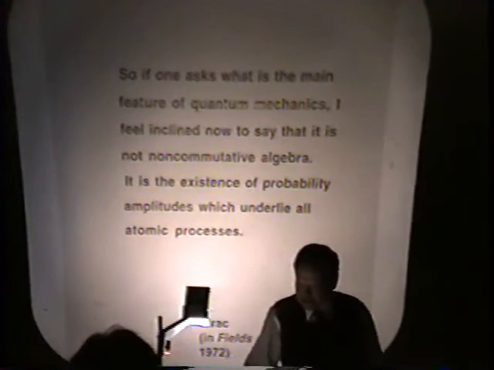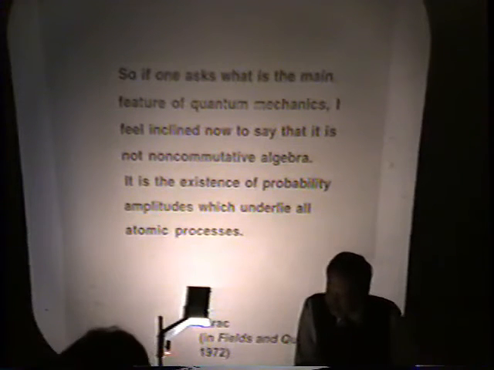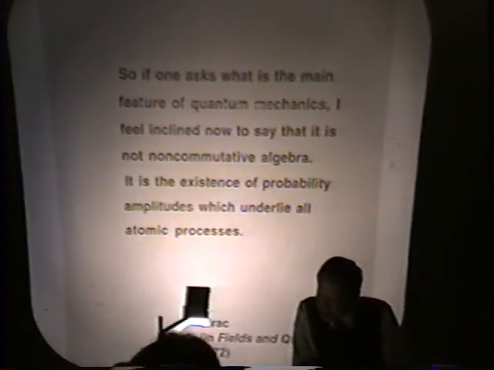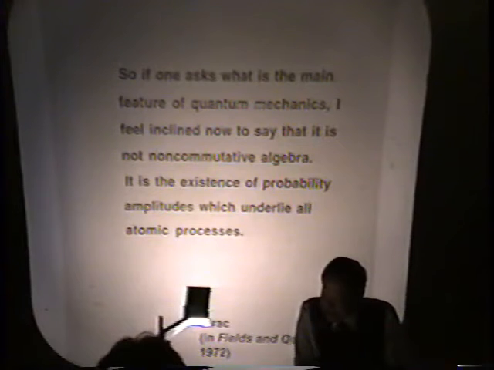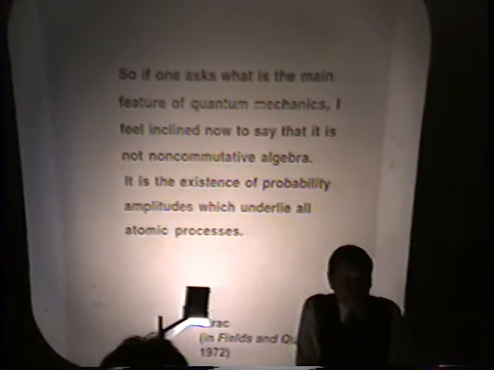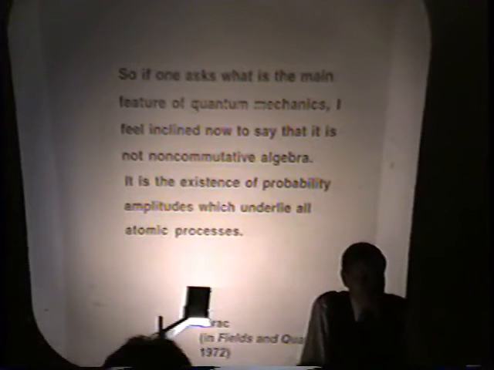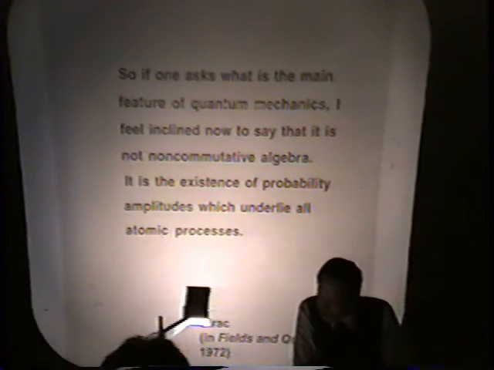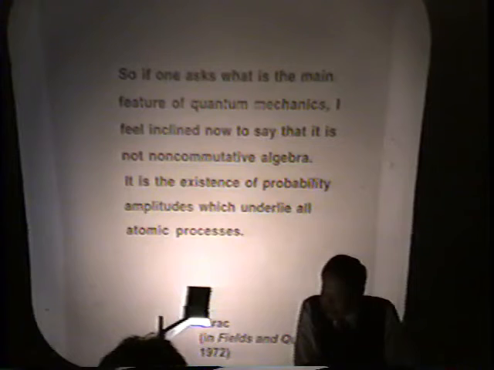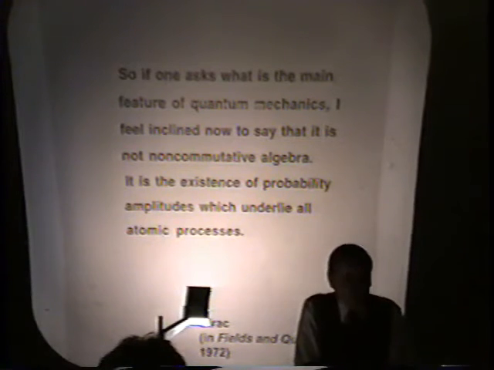In 1972, 10 years before Dirac died, he said, "So if one asks what is the main feature of quantum mechanics, I feel inclined now to say that it is not non-commutative algebra. That was what everybody thought in the late 20s. It is the existence of probability amplitudes which underlie all atomic processes."